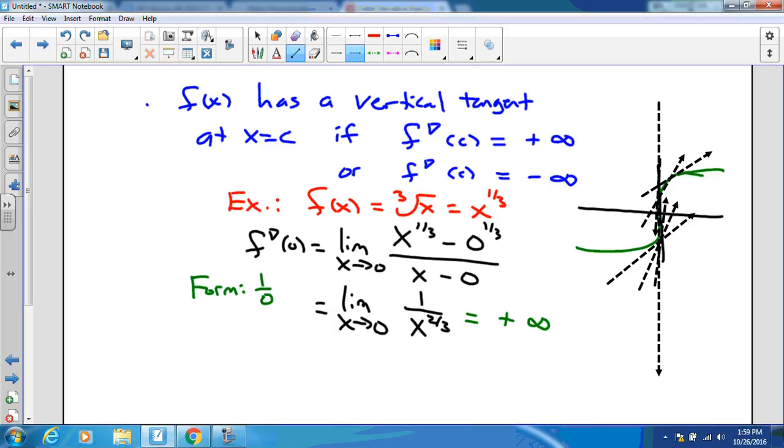For the f prime to receive the positive infinity and negative infinity, no matter if it goes from the left to the c, from the left or right? Exactly, that's right. It needs to go from left and right, positive infinity, or from left and right, negative infinity. So an example of the second type would be f of x equals negative x to the 1/3. That's a great question.